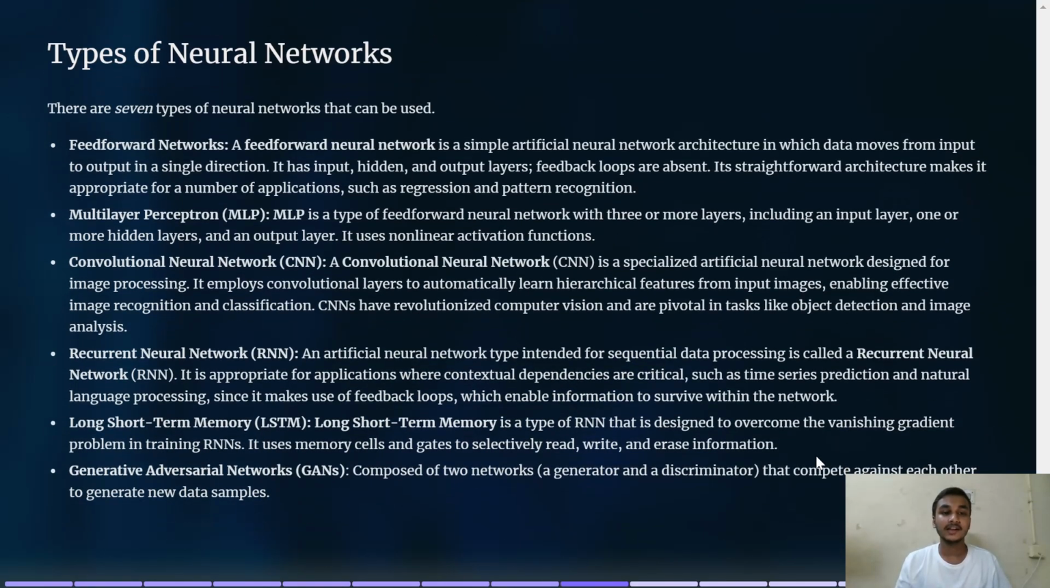Okay, now let's see different types of neural networks. Feed-forward neural network. A feed-forward neural network is the simplest artificial neural network architecture in which data moves from input to output in a single direction.